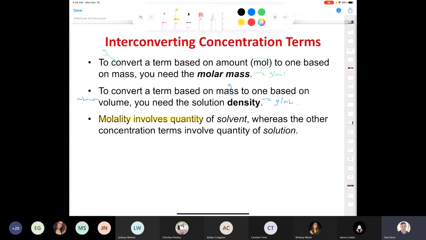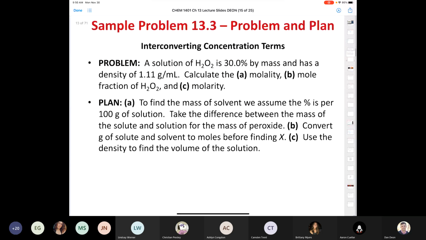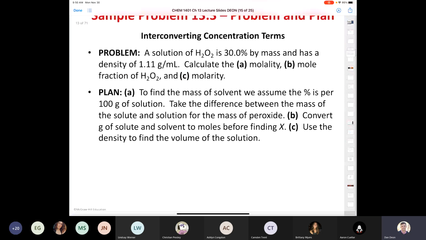Remembering that molality involves quantity of solvent rather than solution, that's a key, okay? You really want to keep that in mind moving forward in doing your problem solving in this class. Okay, let's try a problem then. This is kind of a 3-for-1, 3 parts.